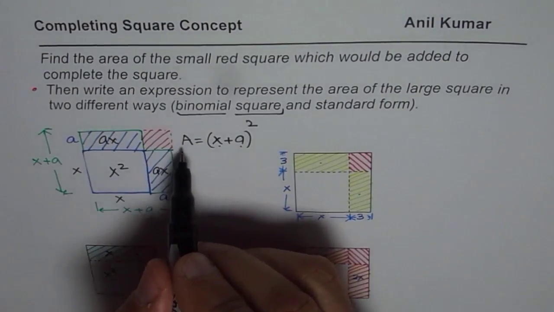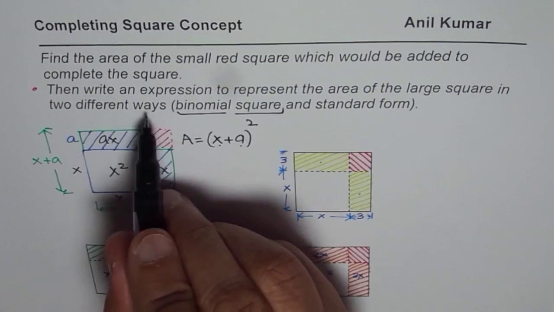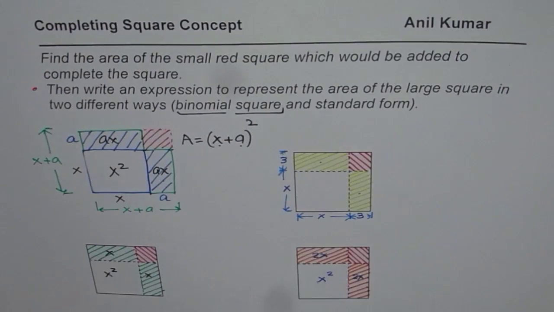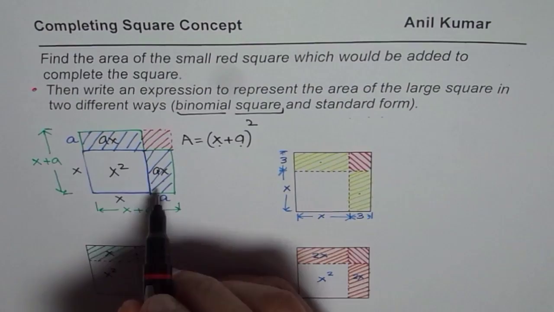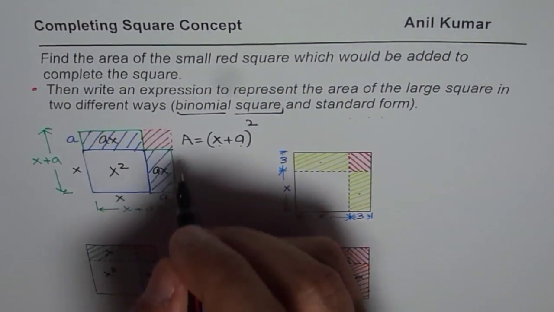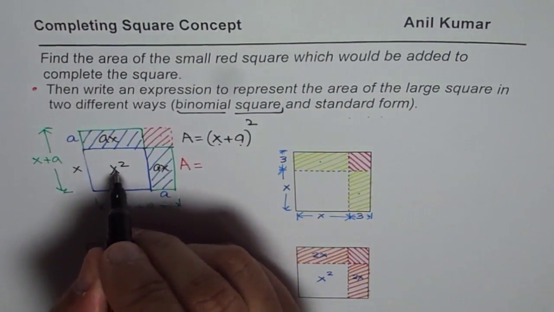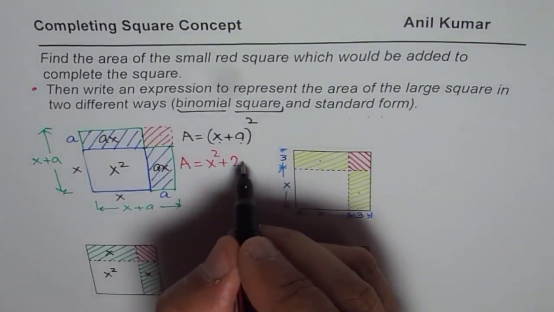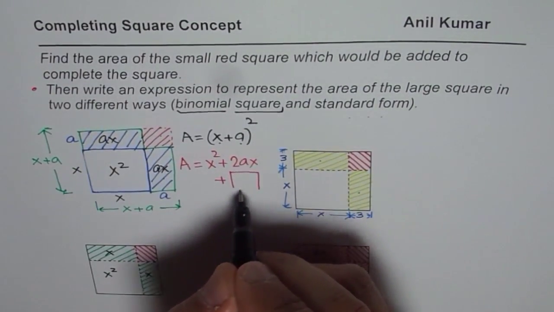So the area of the big square is x plus a whole square, and we have to write it in two different ways. The other way is standard form. Standard form is three terms. How do we get that? Let's look into it once again. We have this big square. The area of this big square will be equal to, let me add all these: this is x square plus ax, and ax means 2ax, plus the area of this square.